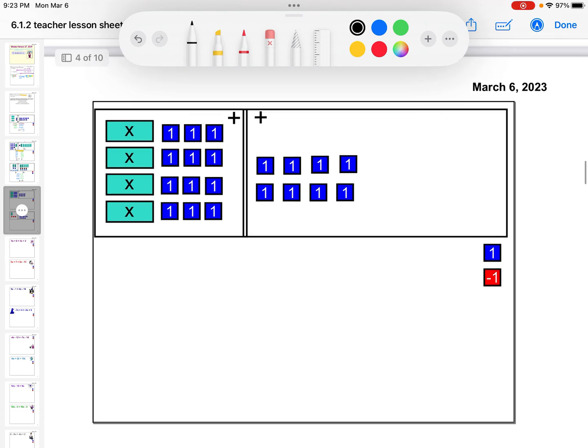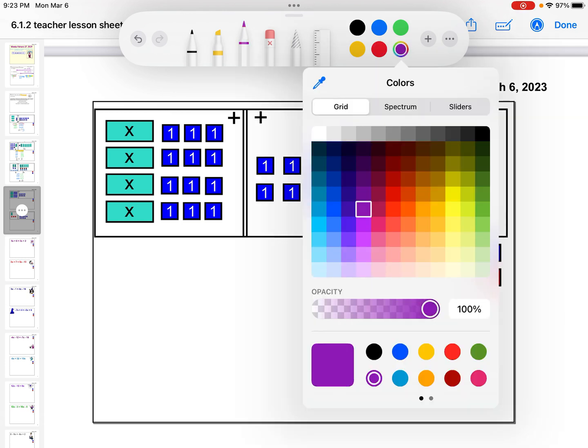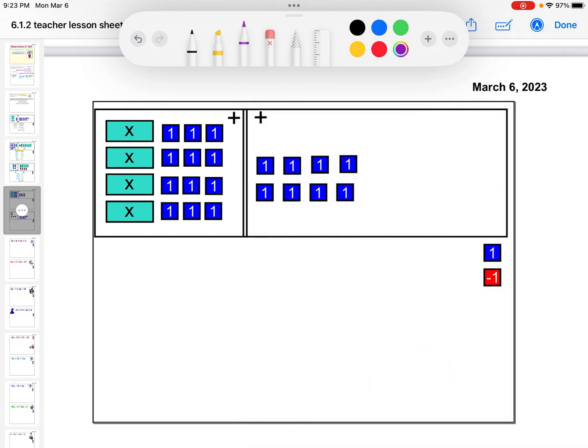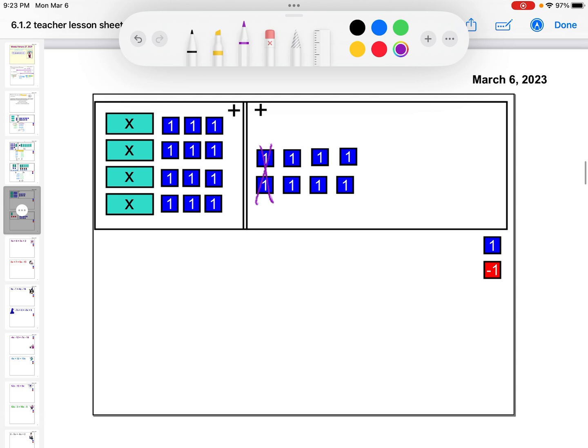All right, so here we go. Let's cancel what we can. It looks like we got a lot to cancel, don't we? So on the right side, we have 8 of them. On the left side, we have 12 of them. So let's start canceling, I believe. Let's just cross those all off. 2, 4, 6, 8. 2, 4, 6, 8.